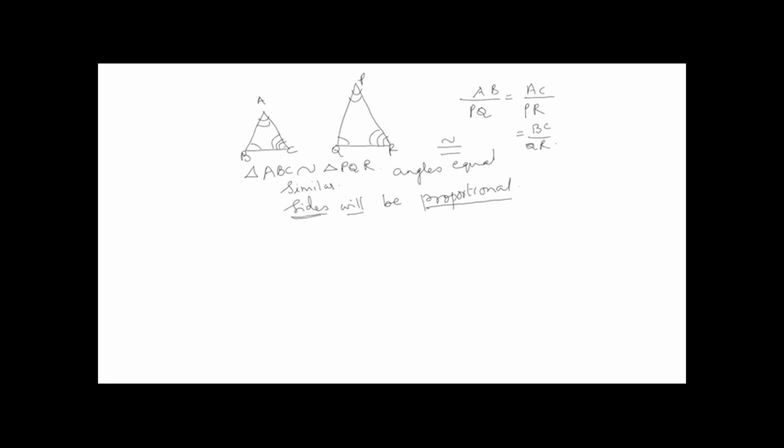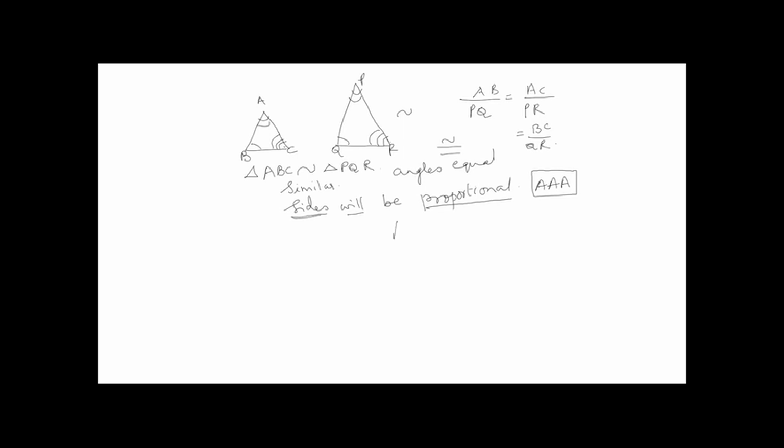Sides will be proportional if they have AAA criteria: angle, angle, angle. They will not be congruent. They will be similar. This is the similar symbol. And the sides will be proportional. Sides will not be equal. Okay.